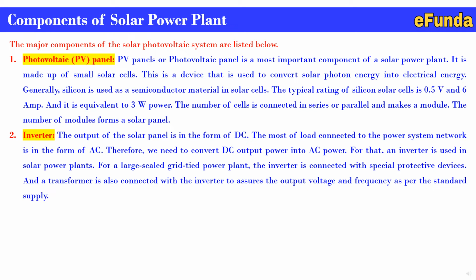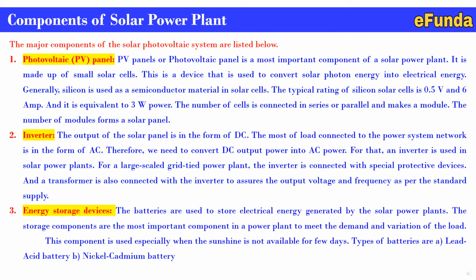For a large scale grid tied power plant, the inverter is connected with special protective devices, and a transformer is also connected with the inverter so as to assure the output voltage and frequency as per the standard supply requirement.